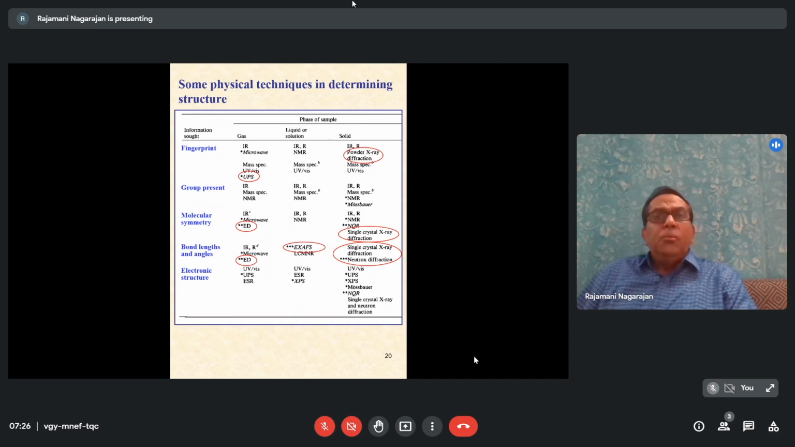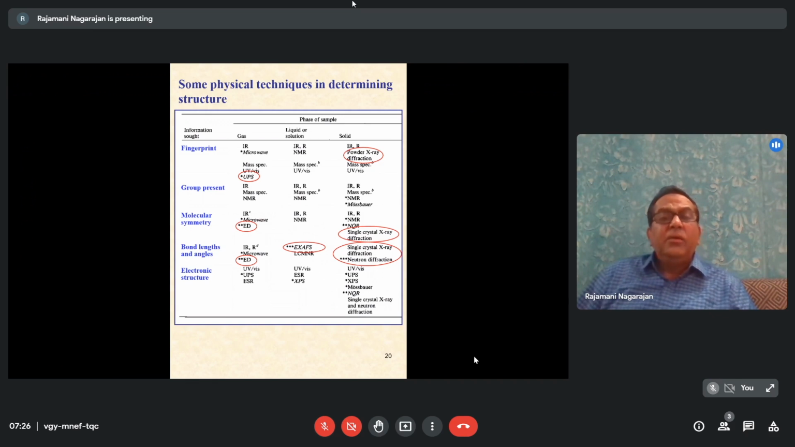And then Mossbauer spectroscopy. Of late, this spectroscopy technique is almost dying in our country. People are not extensively using it. Earlier, people used to use it extensively. This is a very, very useful technique which people are not using regularly.